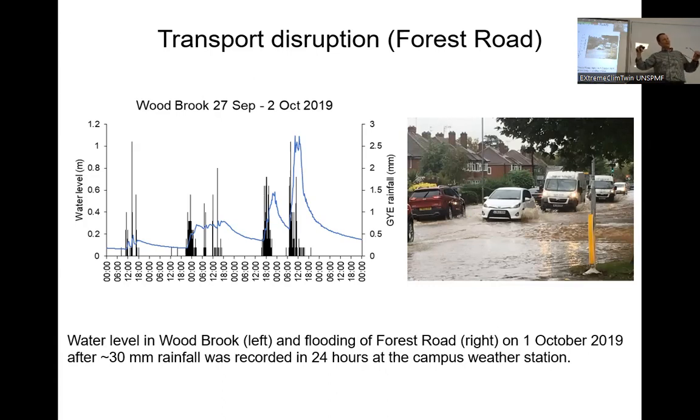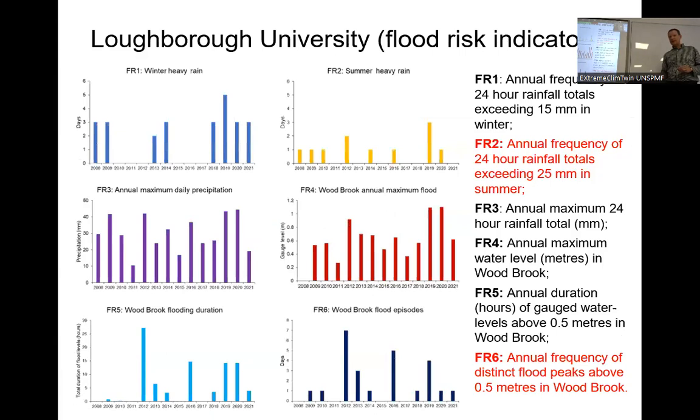So there we've got the basis of a simple indicator. We can count the number of times each year we get 25 millimetres, or we can count the number of times each year the water level is above 0.5 metre. And that gives us a very simple indicator of changing flood risk on and around the campus. And that's exactly what we've done.